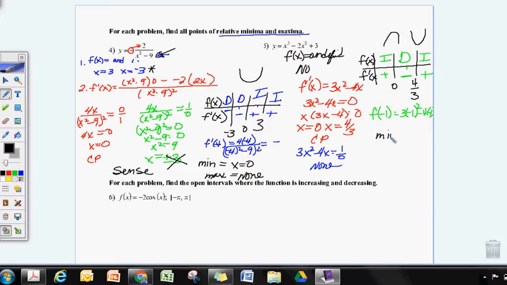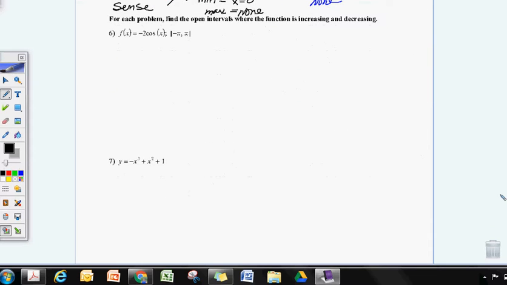When I talk about a minimum value, it's going to be at my x value of 4/3. And when I talk about a maximum, it is going to be at an x value of 0. Okay, so a couple more problems on this page and then I'll stop the video.